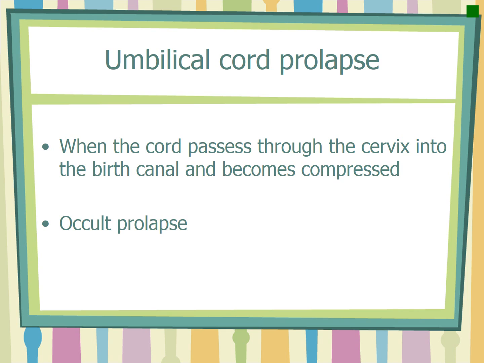Umbilical cord prolapse, generally speaking, is when the cord passes through the cervix into the birth canal and becomes compressed by the contractions. The danger of either of these situations is that blood flow to the fetus is being disrupted and stopped, and can result in abnormal asphyxia of the fetus. Fetal heart rate monitoring allows us to suspect when the cord is being compressed and allows us to intervene when necessary.